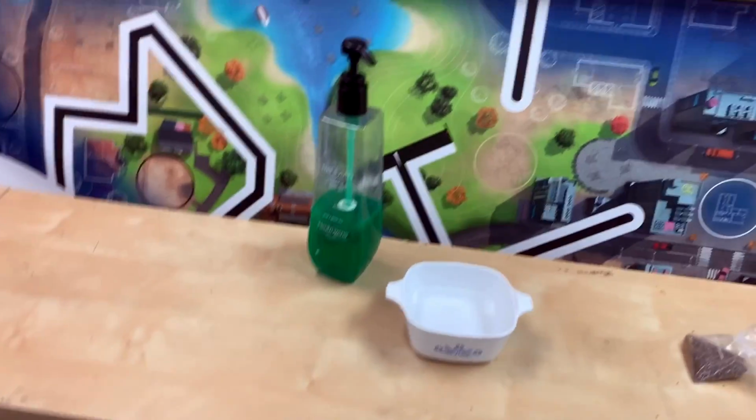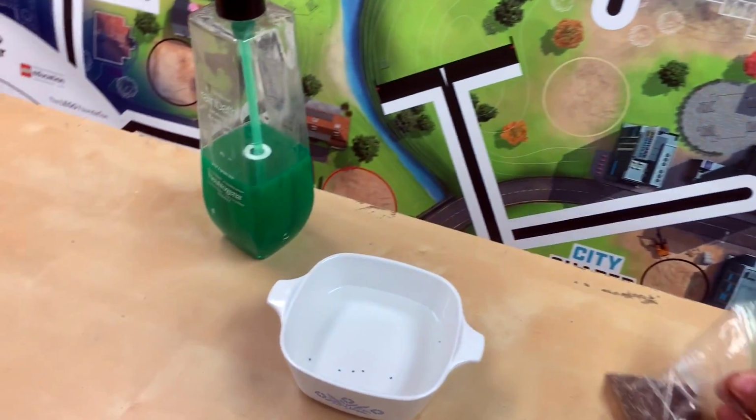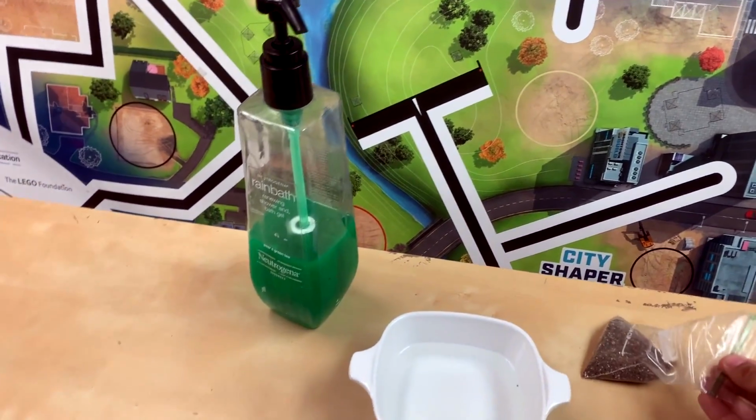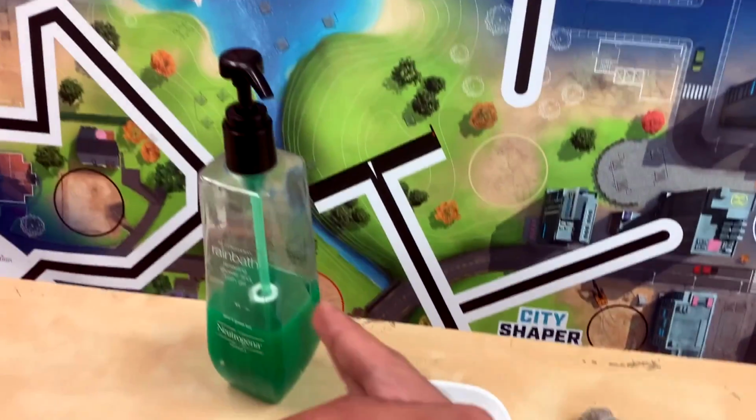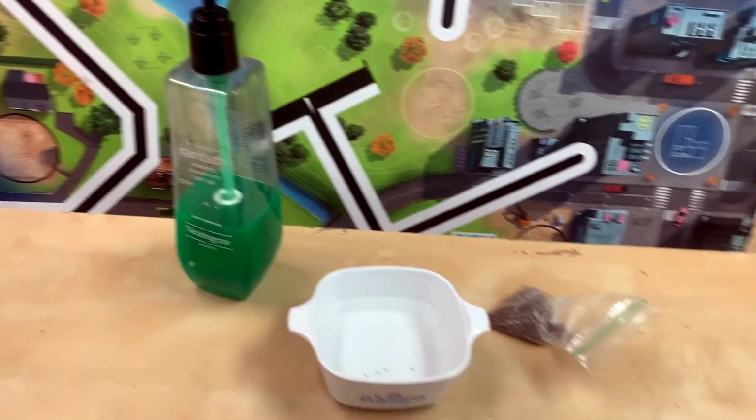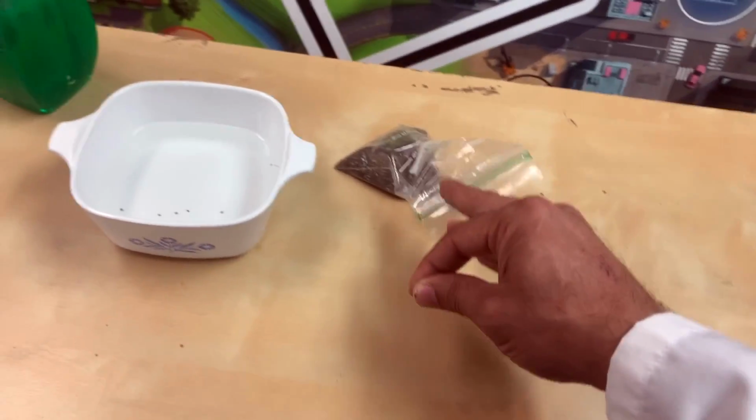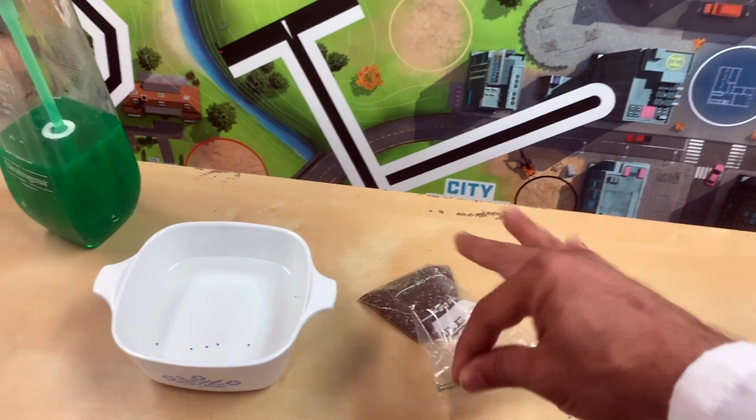Okay, perfect. So here are our three supplies, or three materials, that we need for this experiment. We have soap right there, we have the water, and we have the pepper. Well, something that looks kind of like pepper. Anything that looks like pepper is fine.